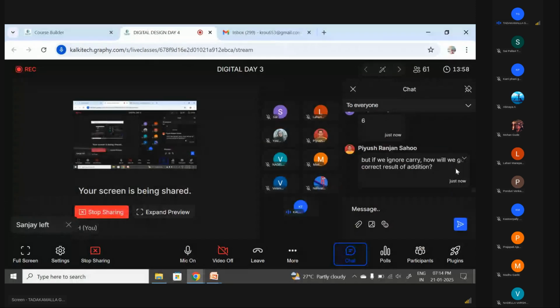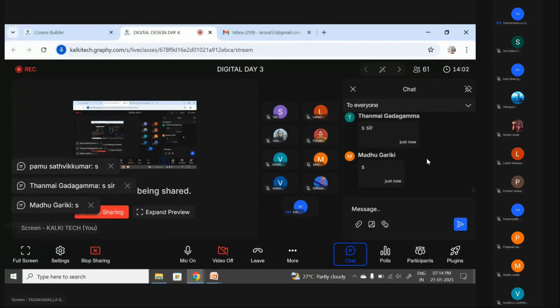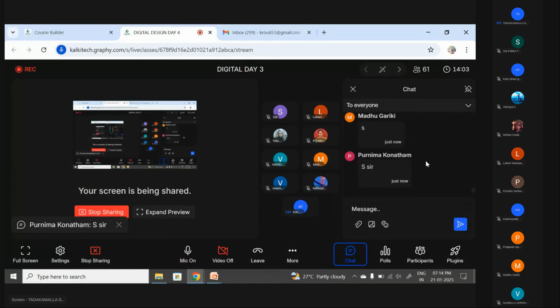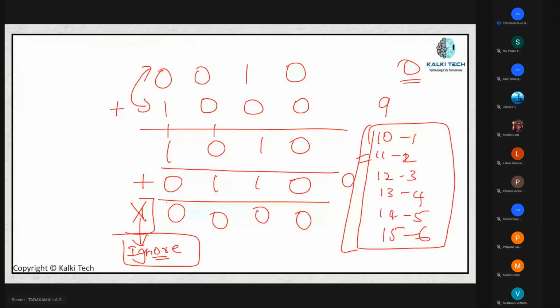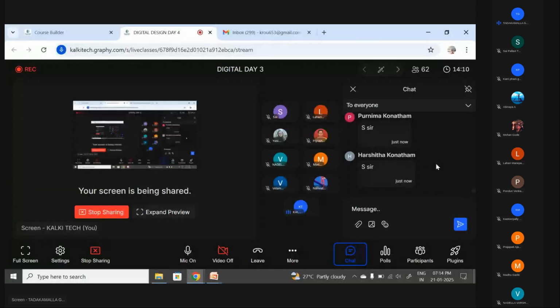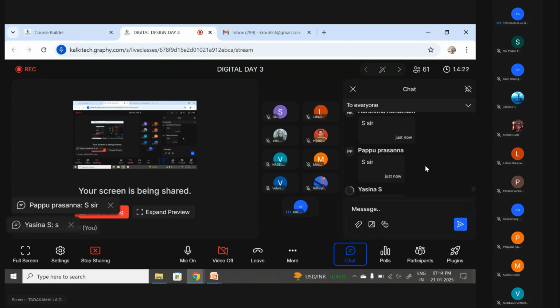Is it clear for everyone? Yes. We should ignore the carry. Then only we will get the correct BCD representation, right? So that's why we are ignoring it. Is it clear for everyone? If you are clear, then type yes in the chat box.